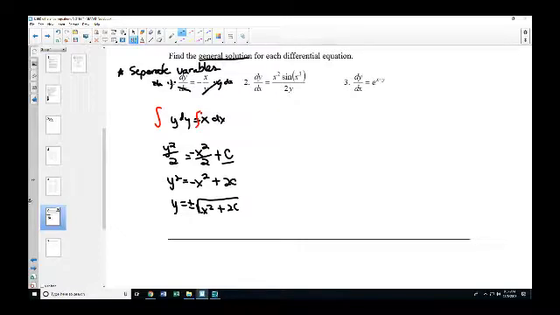Okay, this one's pretty straightforward. What are you going to get? 2y dy. So multiply by 2y, and then move the dx over. Can you use u sub? That's a u substitution when you integrate it.